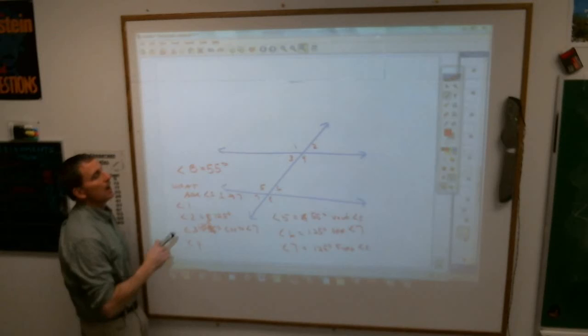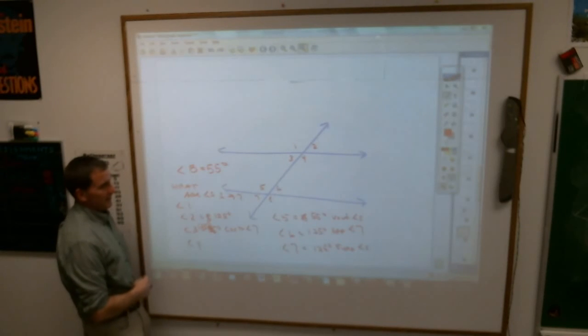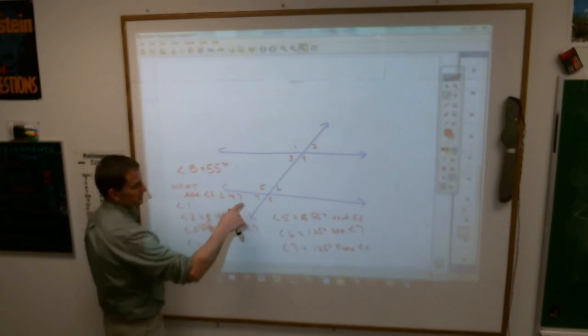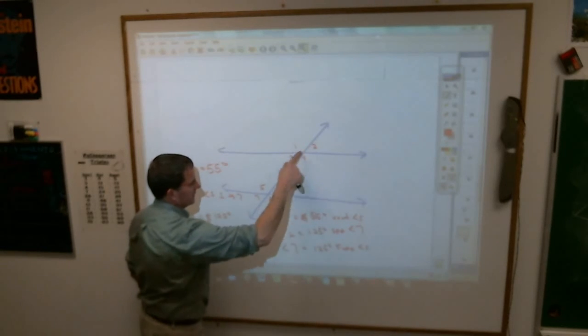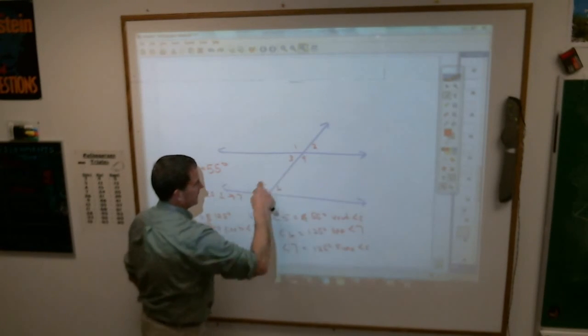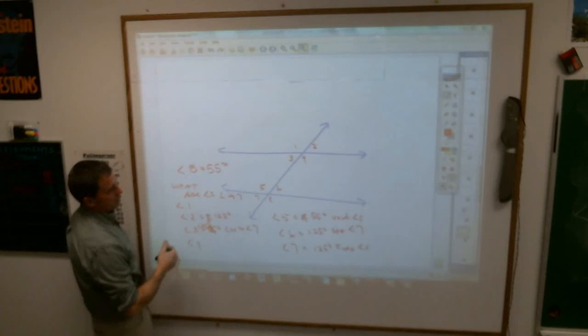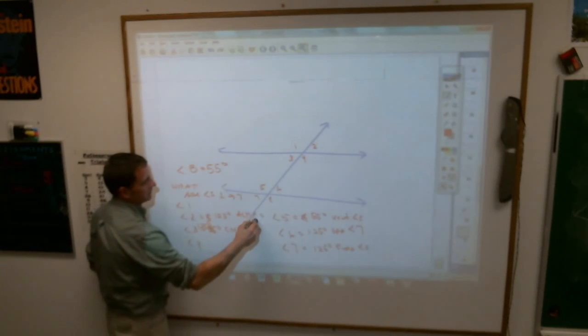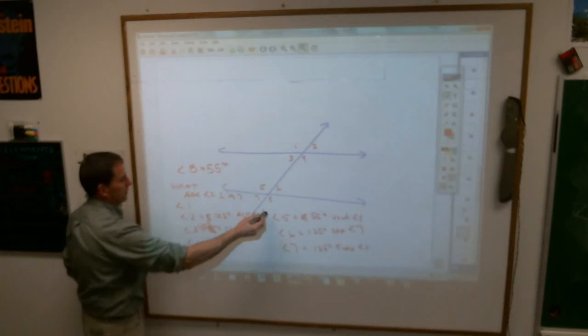Exterior. There we go. First person to use it. Angle 2 is an alternate exterior angle to what other angle? What's the other alternate exterior? Yep. This is the alternate exterior, opposite sides of the transversal on the outside. So you could say that for angle 2, it's 125 because of alternate exterior angles. Now we're on a roll.